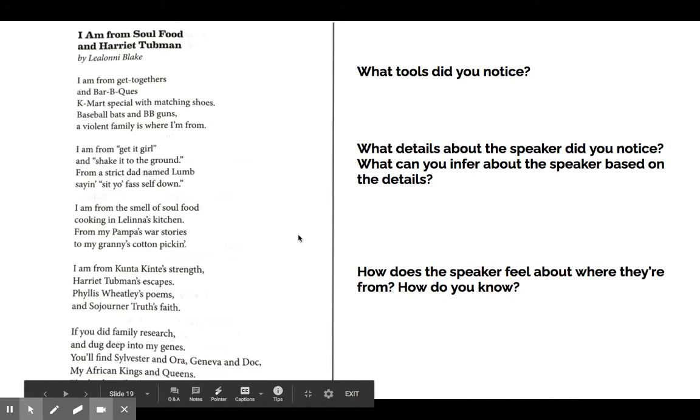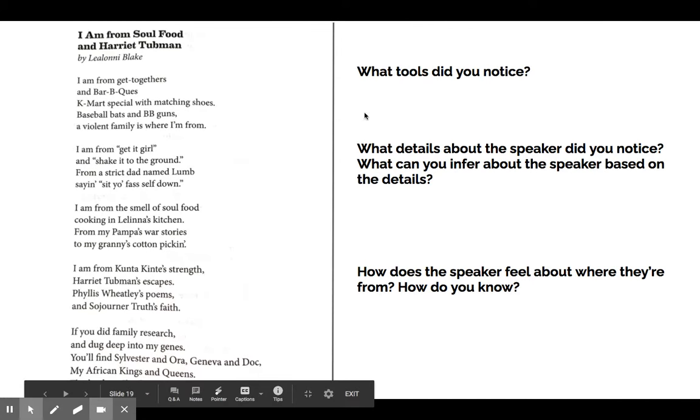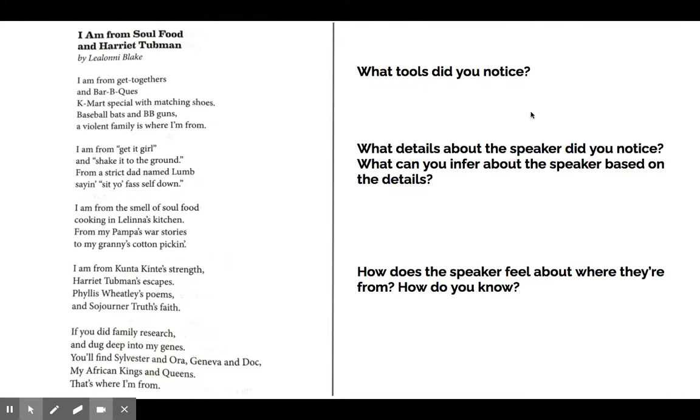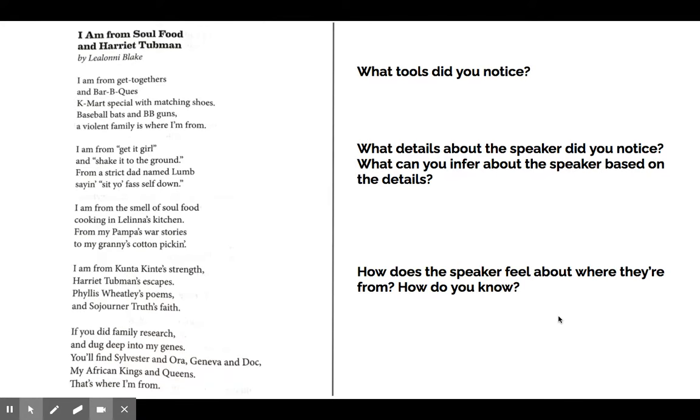Okay, this one is another Where I'm From poem. It's called I Am From Soul Food and Harriet Tubman by Leilani Blake. I want you to read it again, and then answer these questions. What tools did you notice? What details about the speaker did you notice? What can you infer about the speaker based on those details? And how does the speaker feel about where they're from? How do you know? Give me some examples and some details. So go ahead and read this twice and answer these questions.